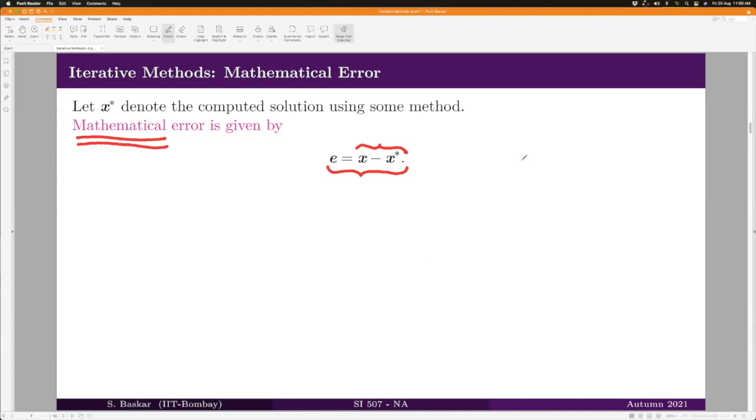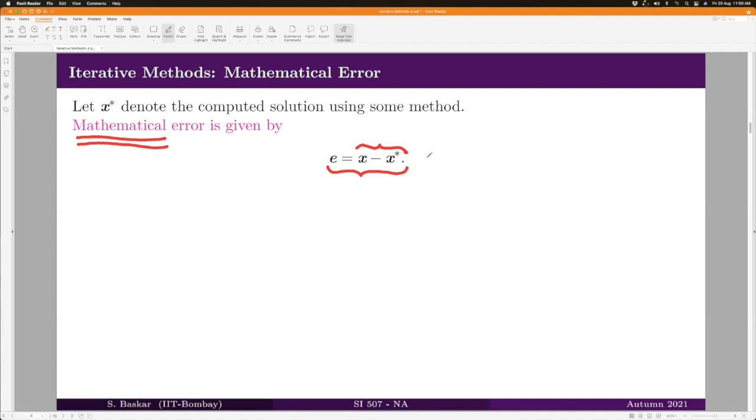Otherwise, it is assumed that there is no other error involved, something like arithmetic error or human error. More precisely, the arithmetic error is not involved when we are talking about mathematical error. And similarly, when we are talking about arithmetic error, the mathematical error is not taken into account. When we combine these two, we call it total error. But in this section, we will only talk about the mathematical error.